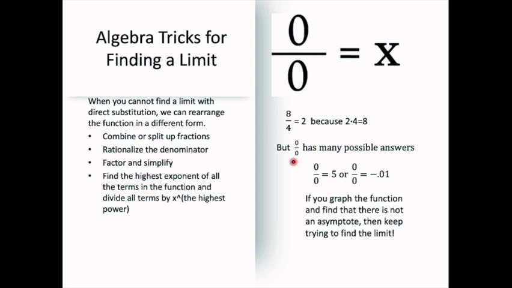I know it sounds weird, but 0/0 has many possible answers. If we use the same idea as up here, when we work backwards to check, if I take 0 divided by 0 and I set that equal to 5, and I want to work backwards to check to see if it works, I have 5 times 0 is equal to 0.